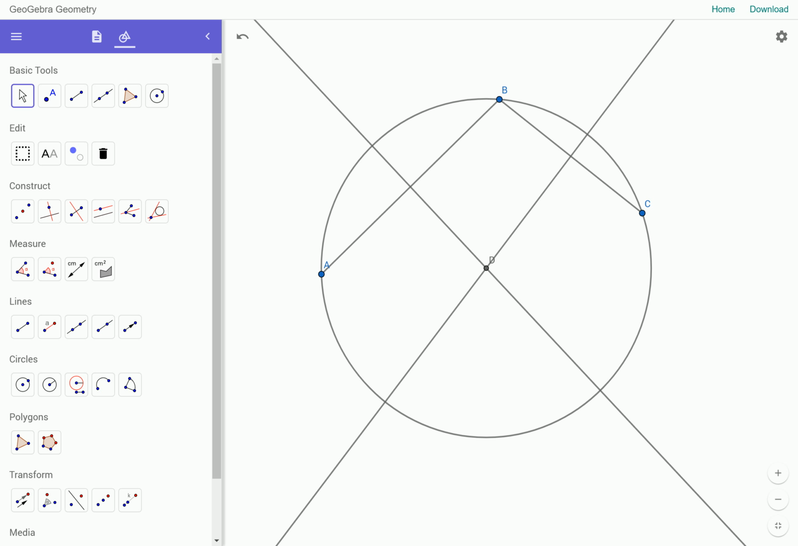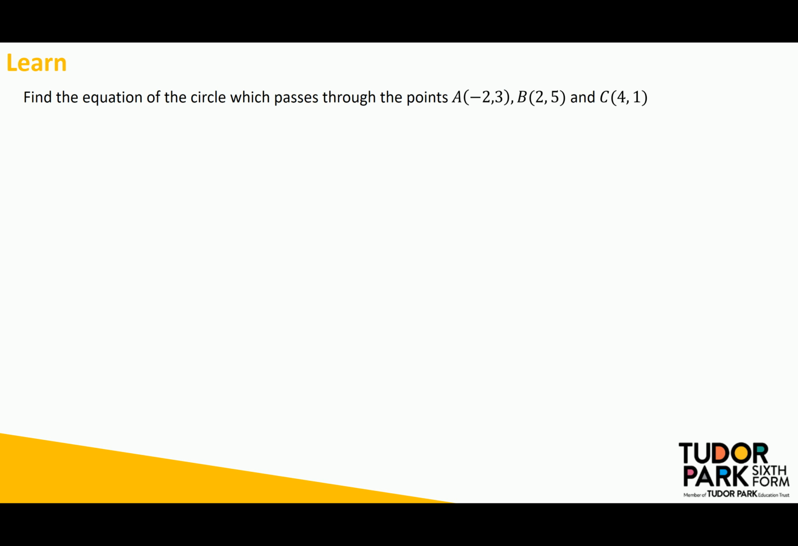So now that we've seen the process visually, we're going to do this algebraically. So we had 3 points to start with, A, B and C. The first thing we were to do was to find the equation of the perpendicular bisectors. Once we had that, we could then find the point of intersection. Once we've got the point of intersection, we know the center of the circle, so we can work out the radius, and then we can give the equation of the circle. So here's the question we're concerned with, to find the equation of the circle which passes through these points.